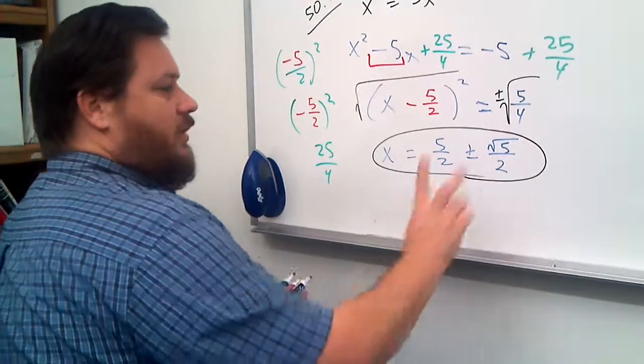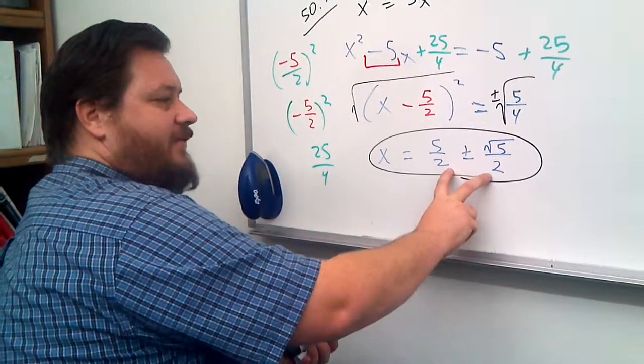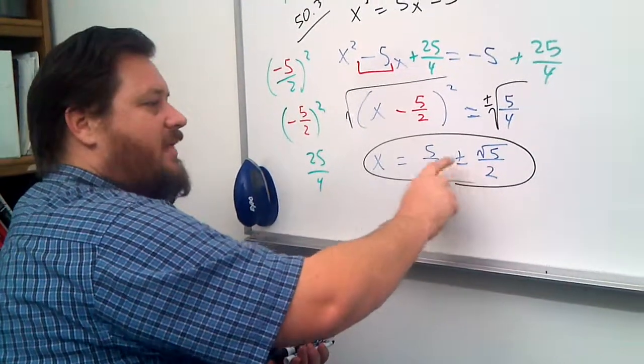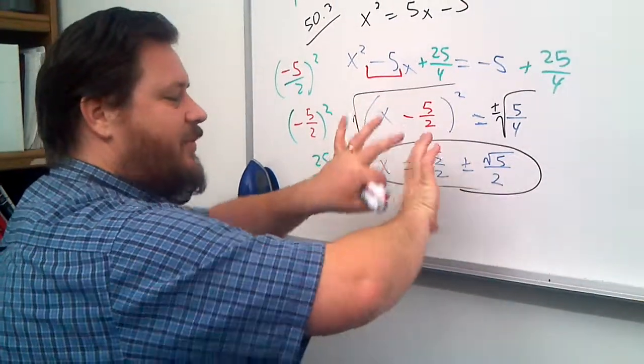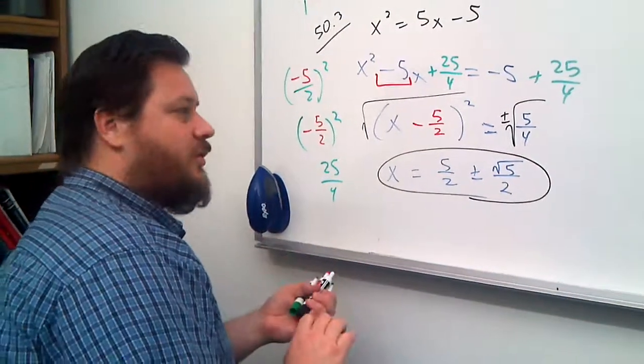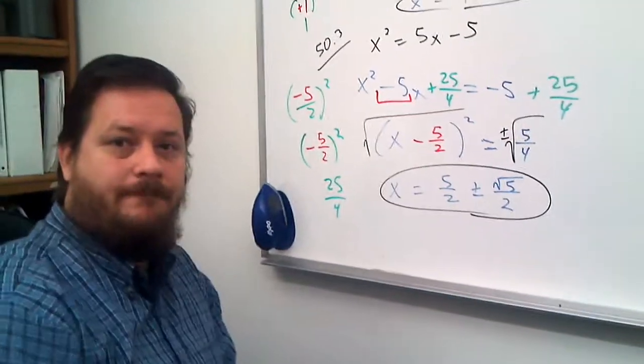And there we go. Even though these 2 things have the same base, anytime you have a plus or minus, please keep those terms separate. Do not combine them in one term. And that is completing the square.